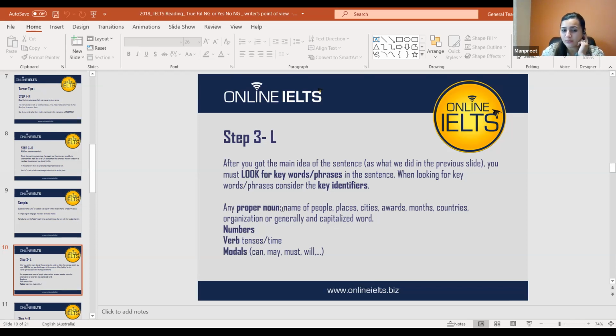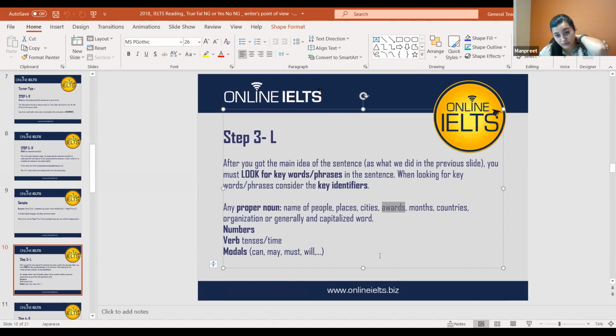So they can either be a proper noun, which means name of a person, place, cities, awards, months, countries. So why awards? Because in the example that we just saw, they were talking about the number of Nobel Prizes. So that's awards, so that's one of the keywords. And it can just be a capitalized word.